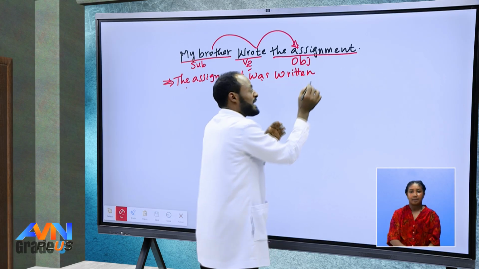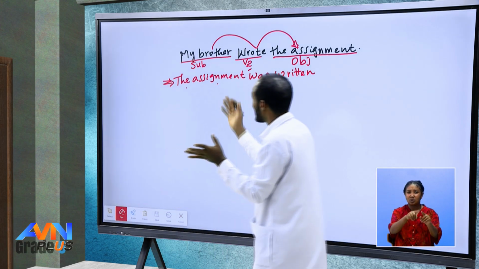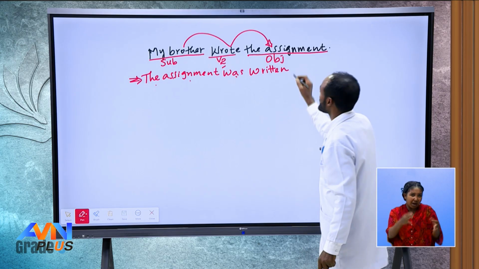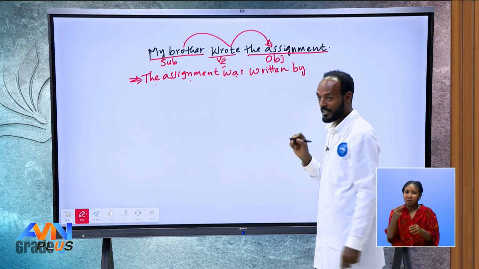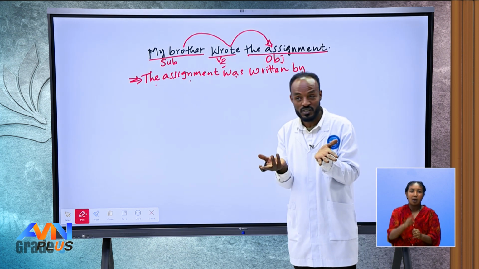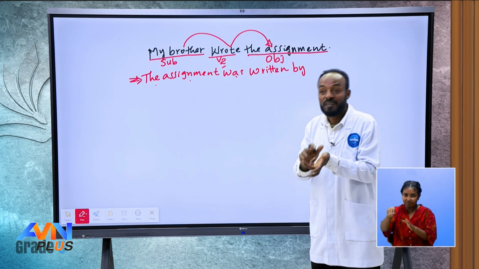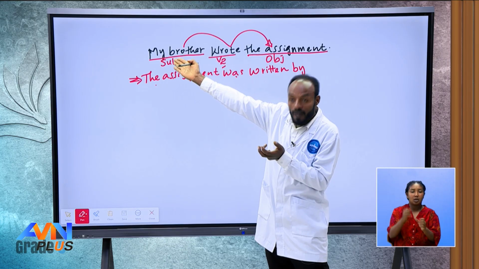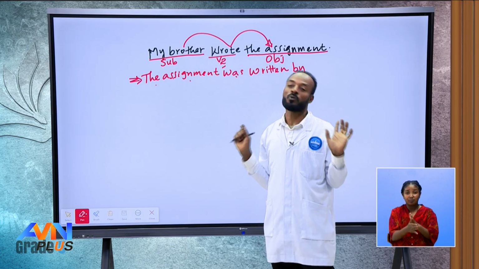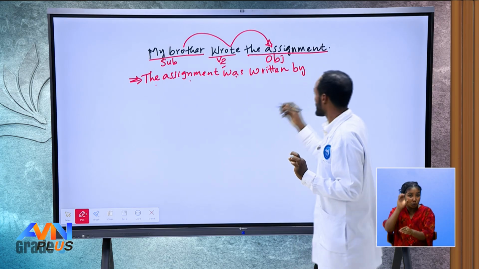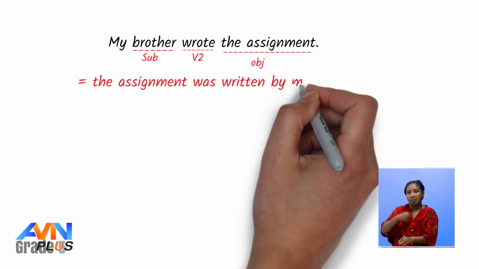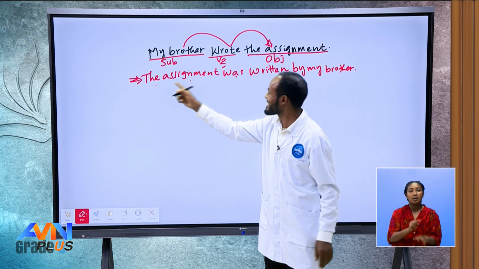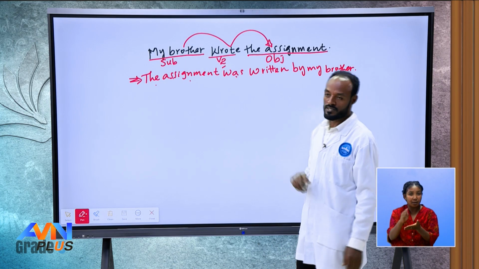Is it important to indicate the real subject? Sure. If it is important, you can use the by structure. Do you know when we use the by structure? The by structure can be used if the speaker's emphasis is on the doer of the action. If the doer of the action is very important, it should be mentioned. So we can say, my brother. So the assignment was written by my brother.